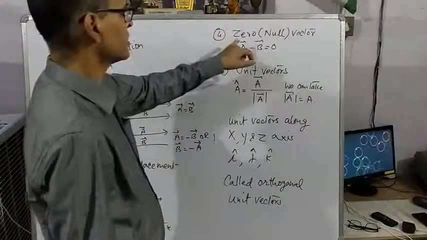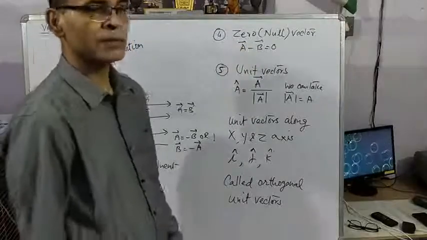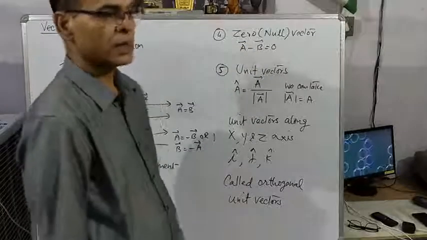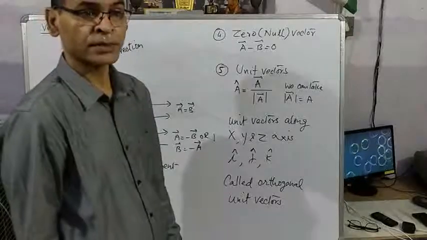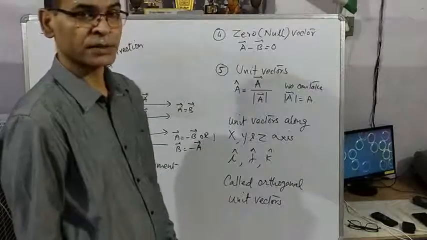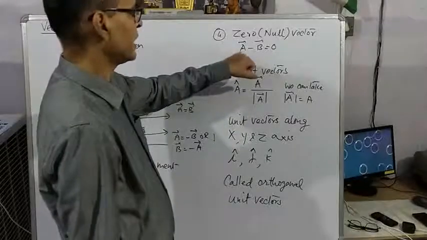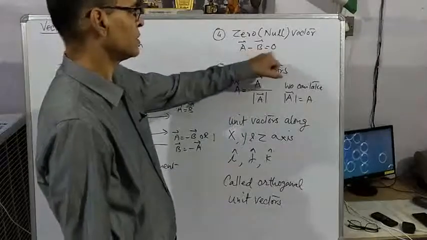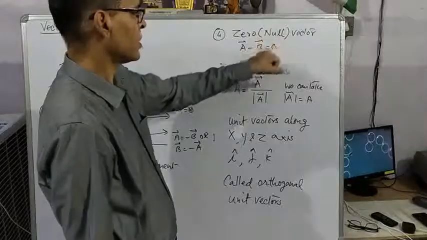Fourth one is zero vector or null vector. Sometimes you find that two vectors are having equal magnitudes and same directions. In that condition, if we find A minus B is equal to 0, so this is called null vector or zero vector.